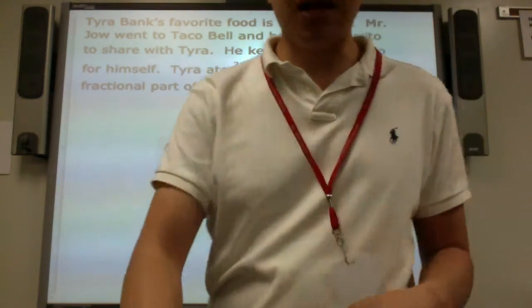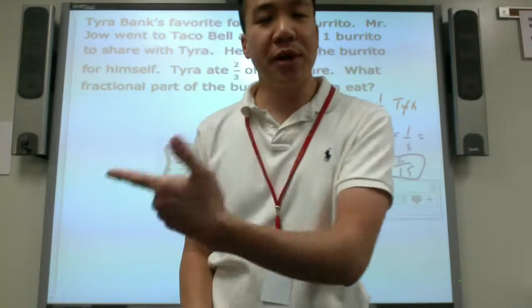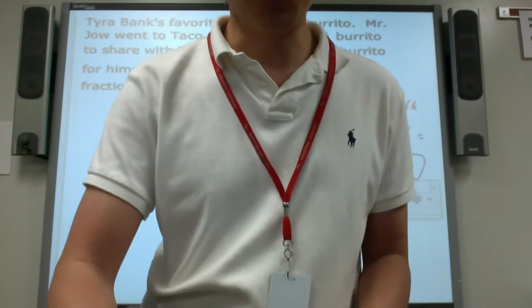So this is multiplying fractions. How do you multiply fractions? You multiply numerators, multiply denominators, and then you simplify. So multiply across, simplify.